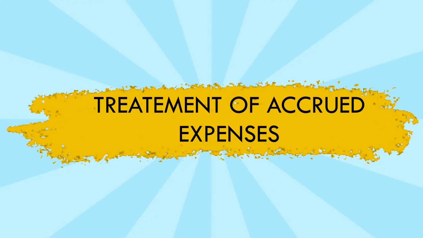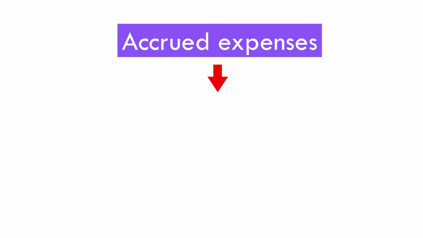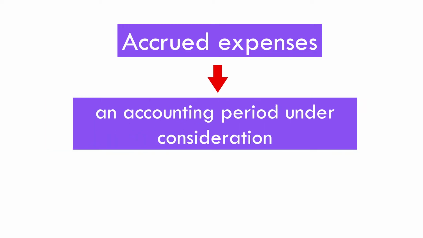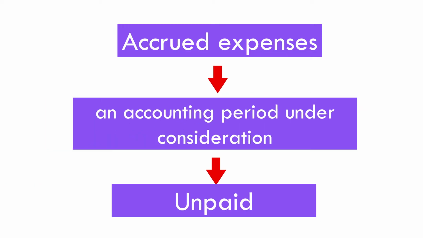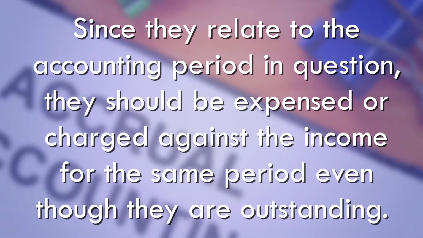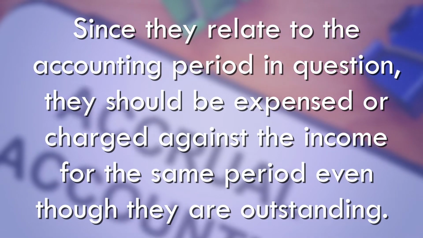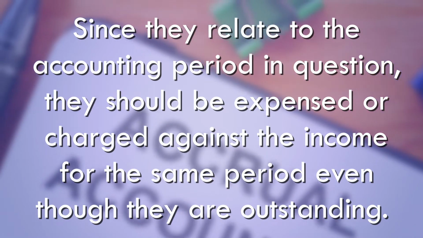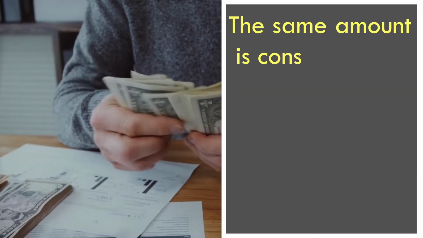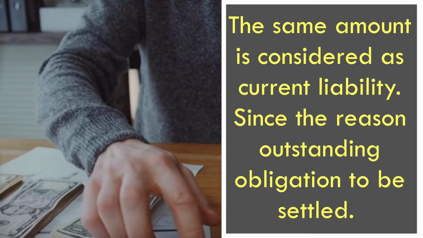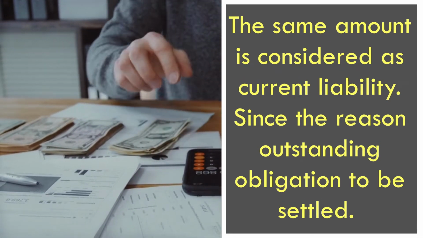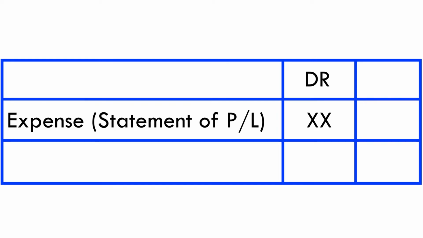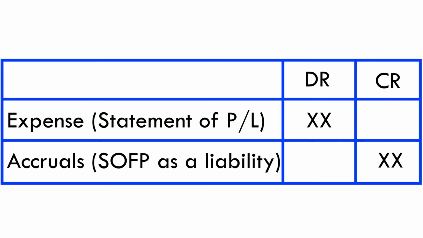Treatment of accrued expenses. Accrued expenses are those expenses which relate to an accounting period under consideration but remain unpaid. Since they relate to the accounting period in question, they should be expensed or charged against the income for the same period, even though they are outstanding. The same amount is considered as a current liability since there is an outstanding obligation to be settled. The double entry for this, therefore, is to debit expense, an item of statement of profit or loss, and credit accruals, which is an item of statement of financial position, as a liability.